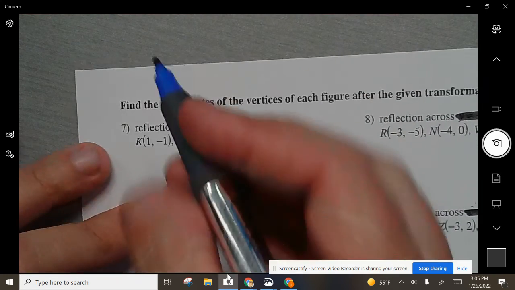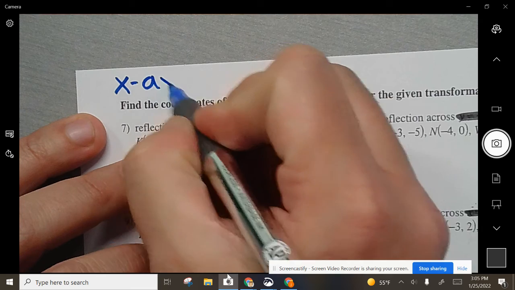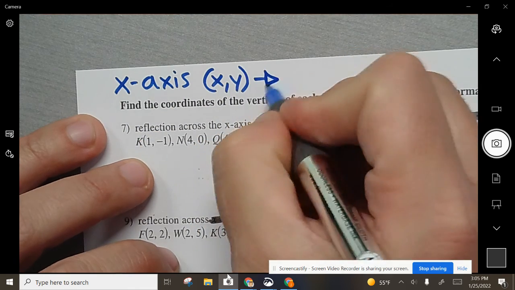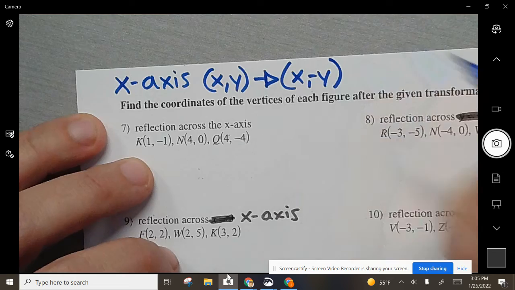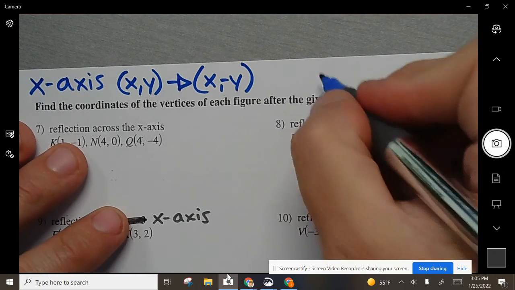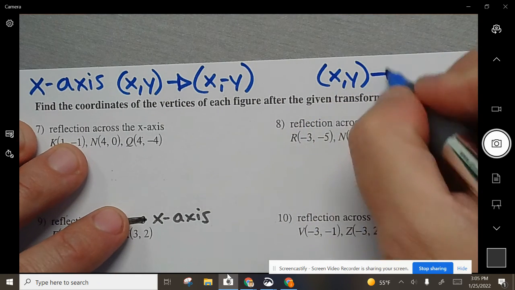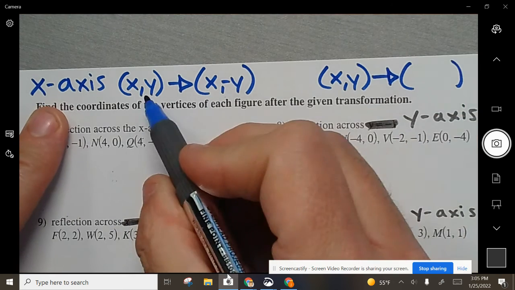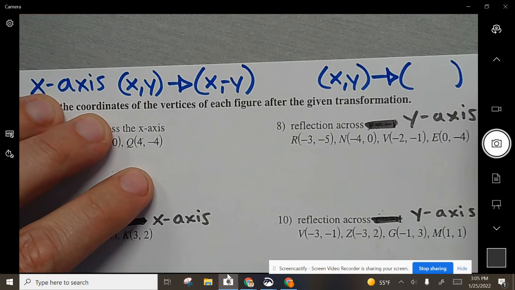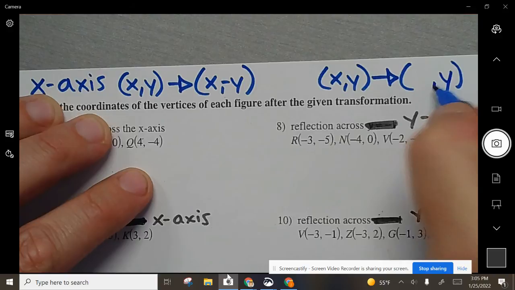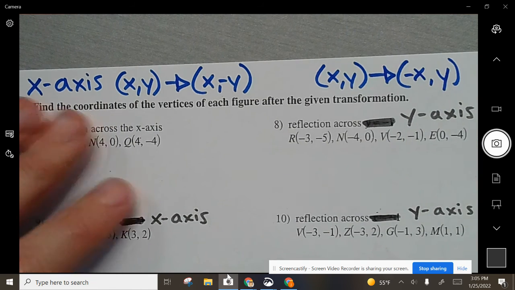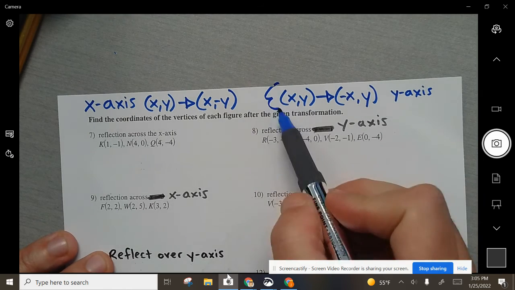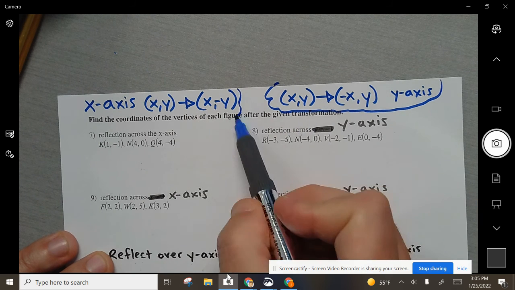So the rule for the x-axis reflection, we're going to write this on the top, is we just talked about it. x, y: the x stays the same, the y changes. Now for a y-axis reflection, it's similar in the idea that the x stayed the same on the x-axis reflection. For a y-axis, the y stays the same and the x changes. Okay? So that's the pattern. So this is for a y-axis. Make sure you don't get those confused. And this is for an x-axis.